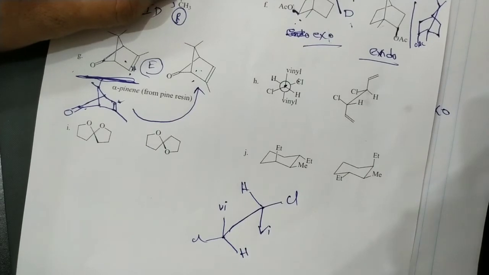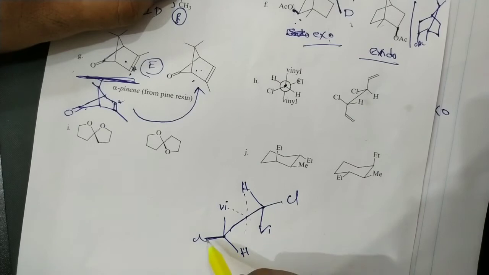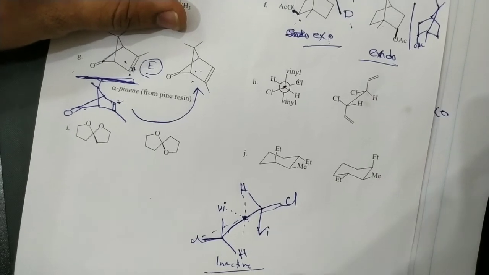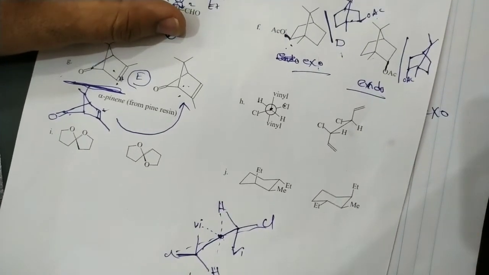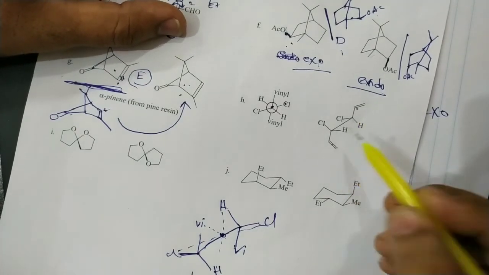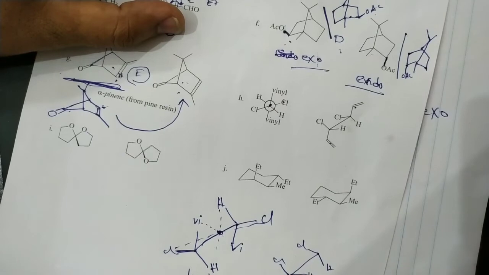That's it. Here in this case, there is a center of symmetry, so this compound is an inactive compound. Of course, it is a meso compound. Now we come to this one. Here it is a vinyl group. So I am writing again like this: here chlorine, here hydrogen, here chlorine, and here hydrogen. This is the vinyl group and this is the vinyl group.